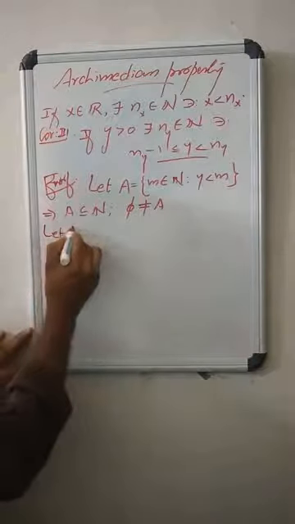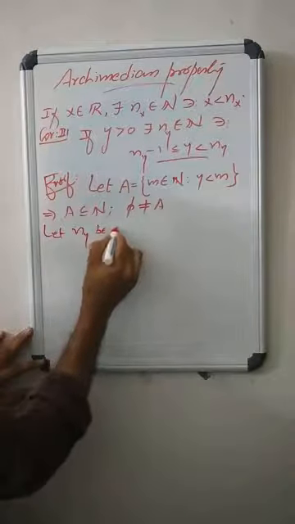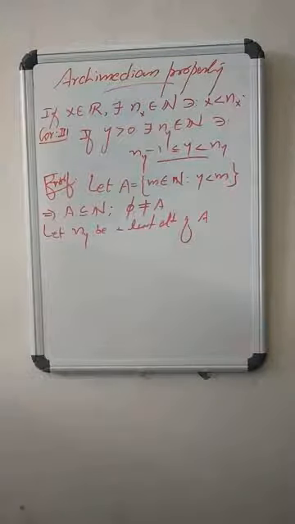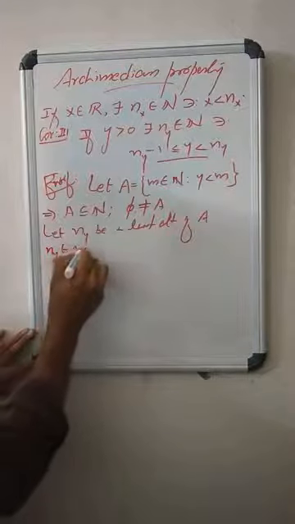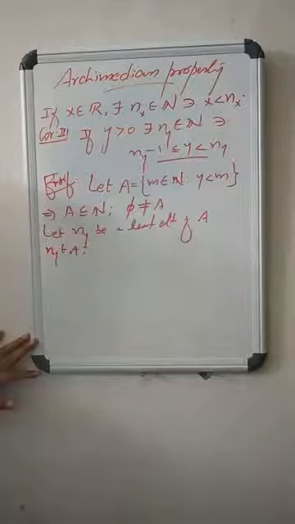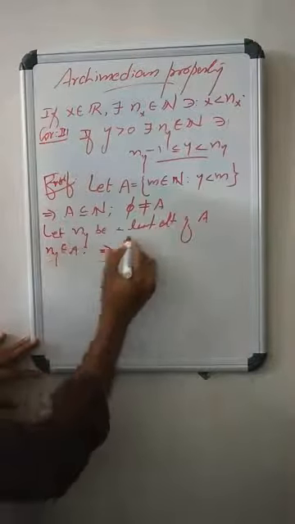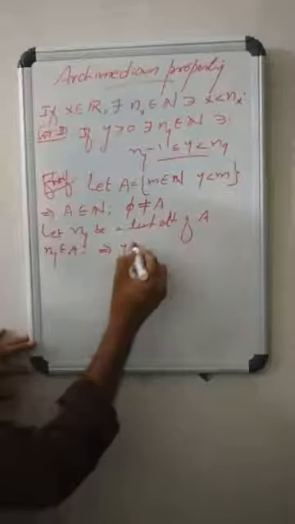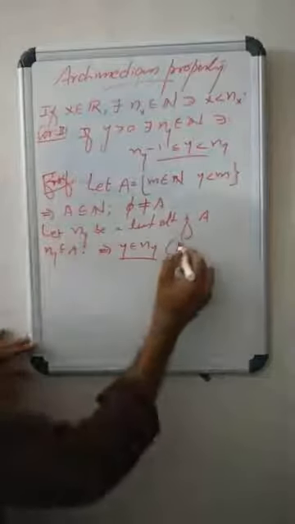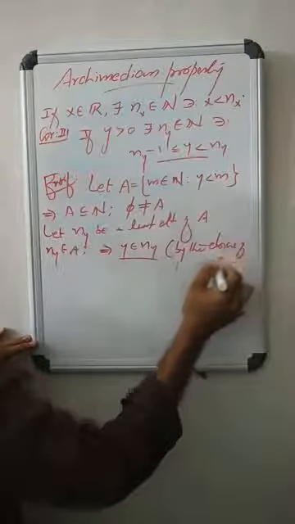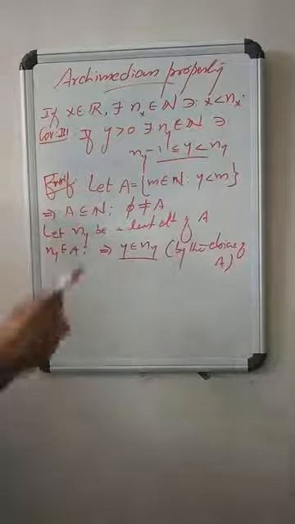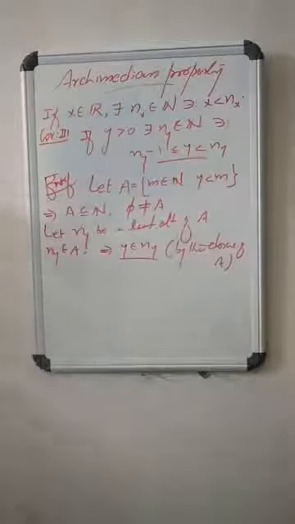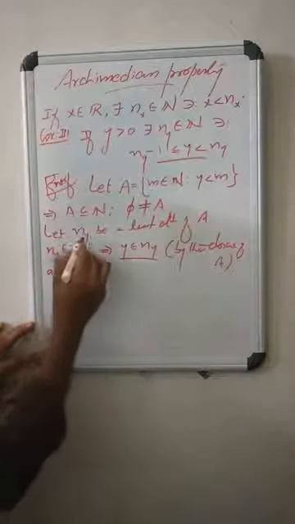What is ny? There exists a natural number ny. So let ny be the least element of A. Since ny is in A, by the choice of A, y is less than ny. A is the set of all m in N such that y is less than m. Since ny is in A, it is y less than ny by the choice of A. Also, ny is the least element of A.